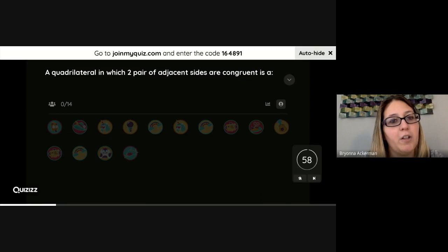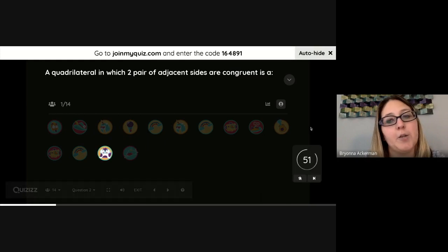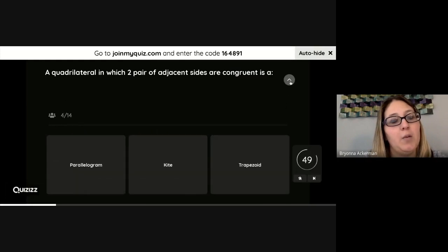A quadrilateral in which two pairs of adjacent sides are congruent. Okay, so read this carefully. We're talking about adjacent sides are congruent.